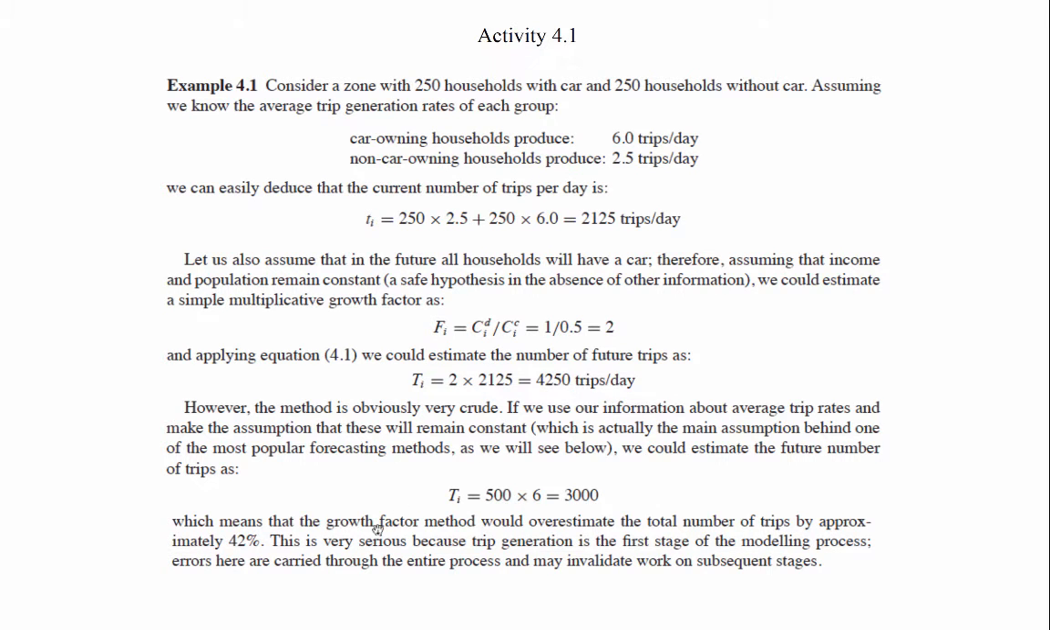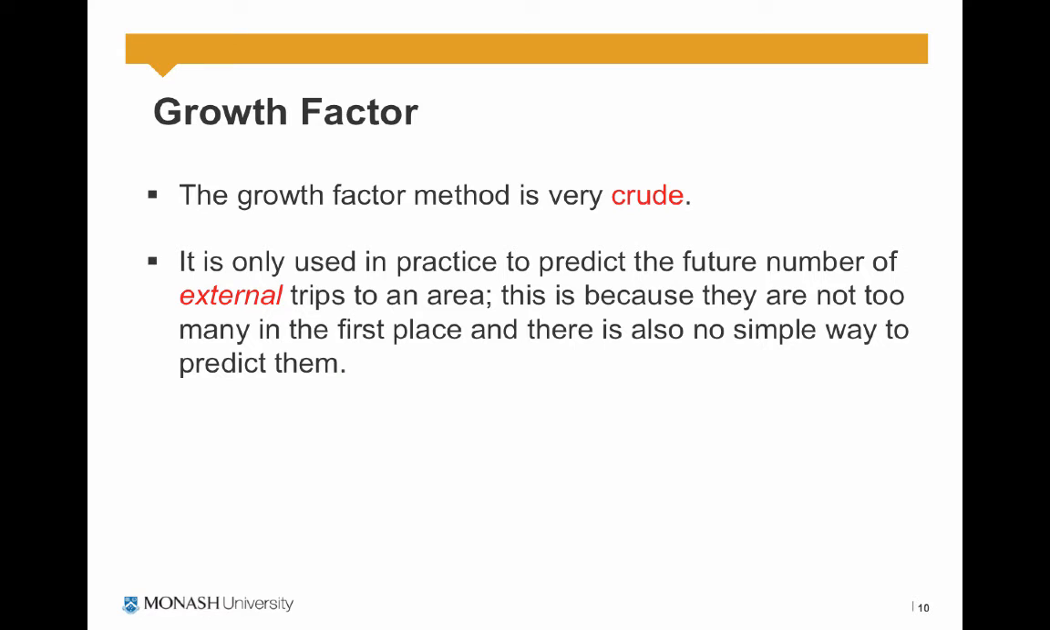So you can see that the growth factor method overestimates the total number of trips in this example by approximately 42%. This is very serious because trip generation is the first stage of the modeling process, and whatever error we produce in our calculation or estimation here will be carried through the entire process of the 4-step model and may invalidate the work on the subsequent stages. So in this activity, we learned that the growth factor method is very crude and it may generate large errors.